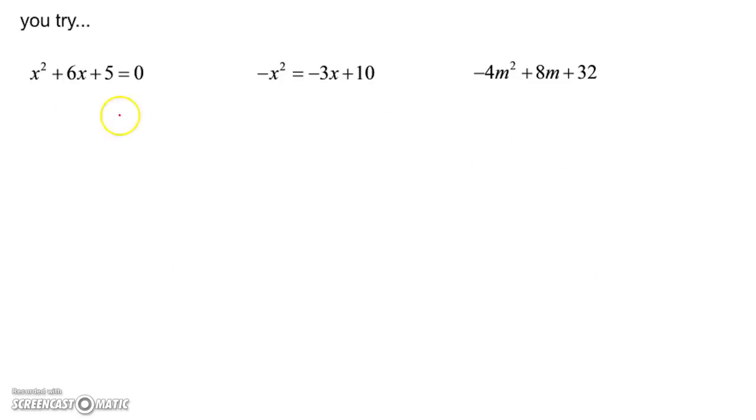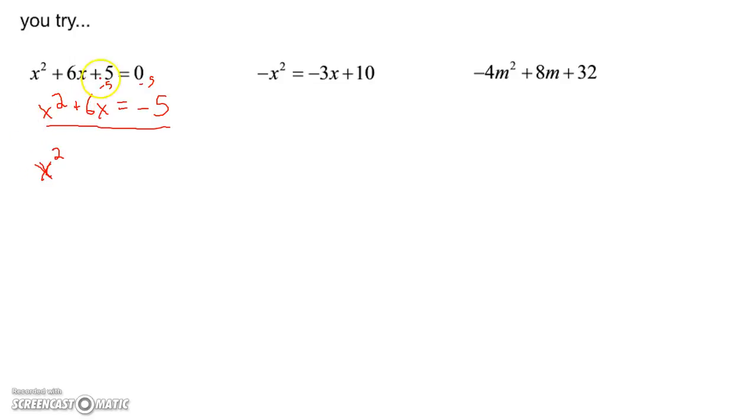I have 3 examples here. Let's just do one all together. So here, this is almost all set up the way we want it. It's in standard form now. I want to get this so that the constant is on the other side. So I want to subtract 5 from both sides, and I have x squared plus 6x equals minus 5. Now, this is ready. Now I want to take 1/2 of my b term, or 6 over 2.